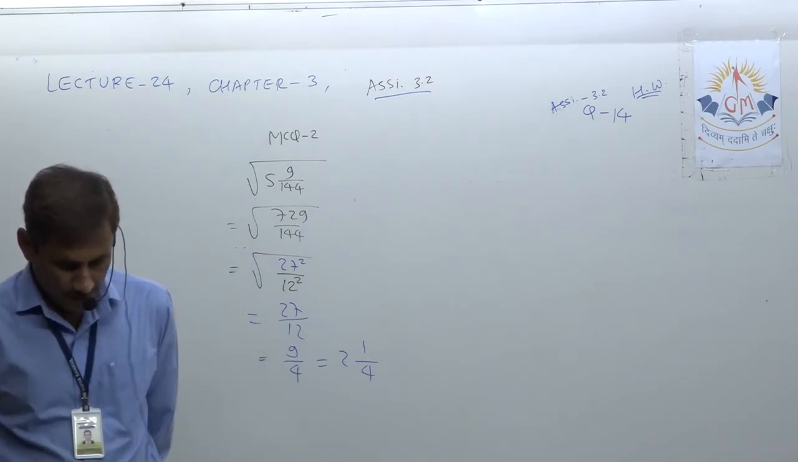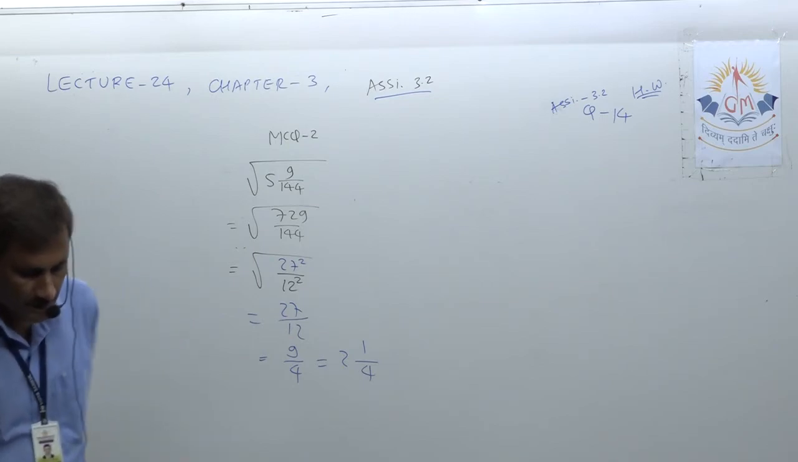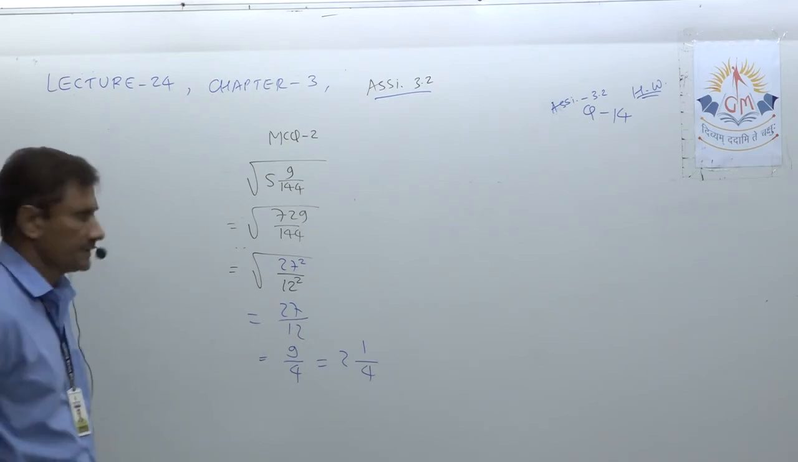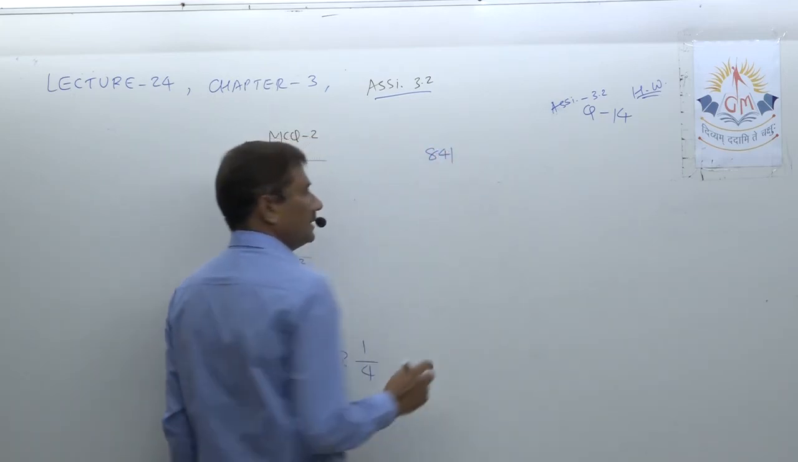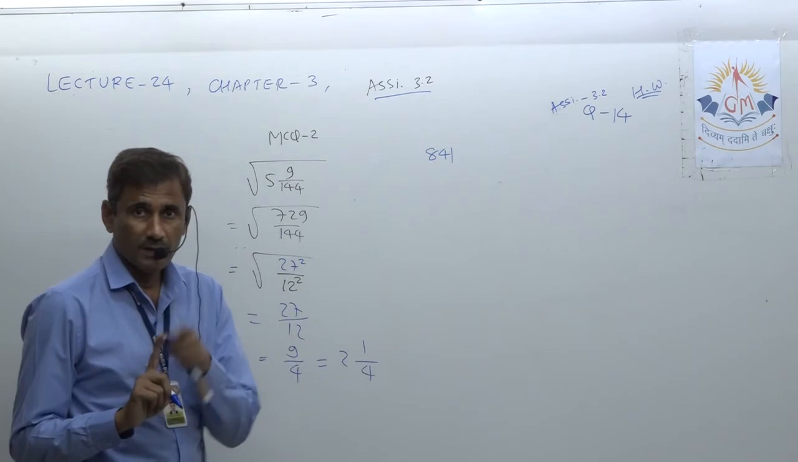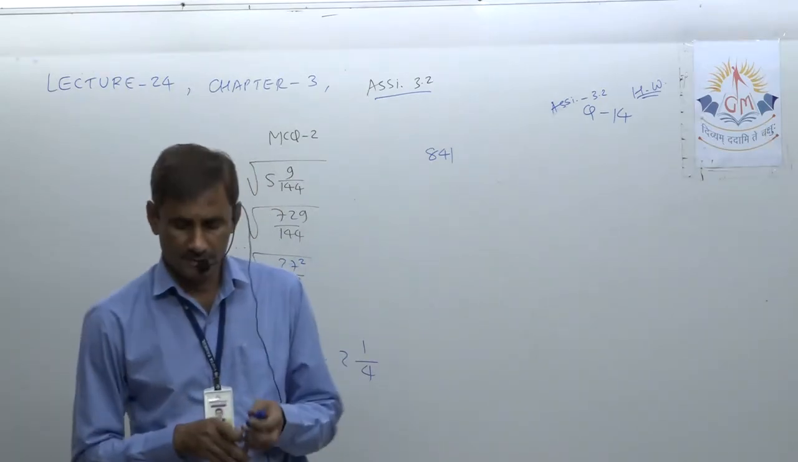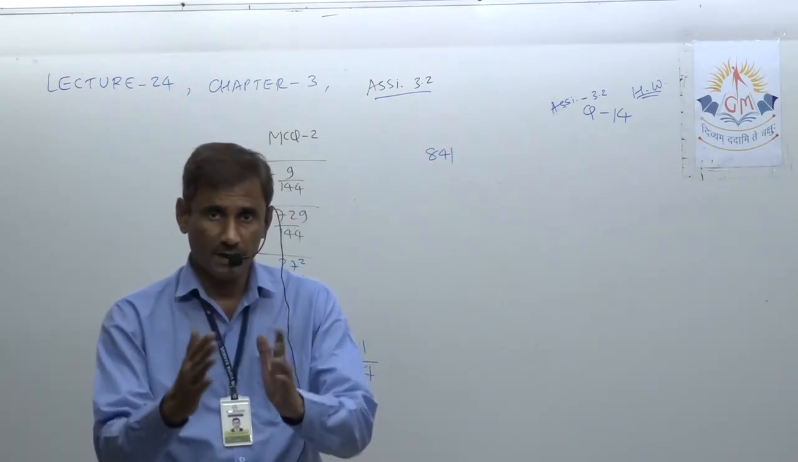Okay, now look at number 3. Square root of 814 is. So again, square root of 814. So again, do that assumption idea. You have now 3 methods. The third method right now I am telling you.